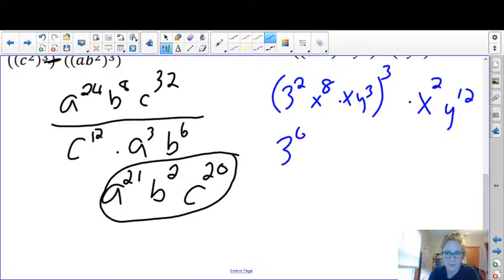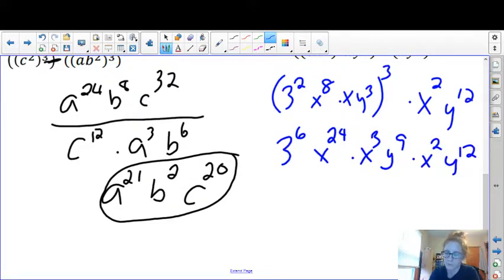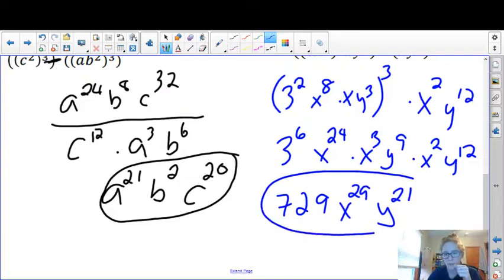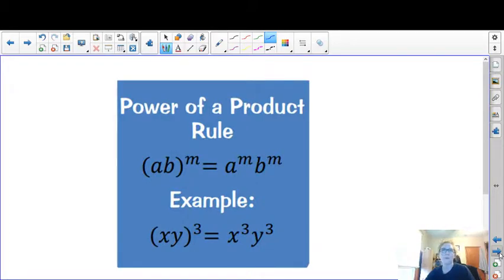So now I have 3 to the 6th, x to the 24th, x to the 3rd, y to the 9th, x squared, y to the 12th. 3 to the 6th is 729. I have 24, 25, 26, 27, 28, 29 for x, and then y to the 21st. There is your power of a product rule.